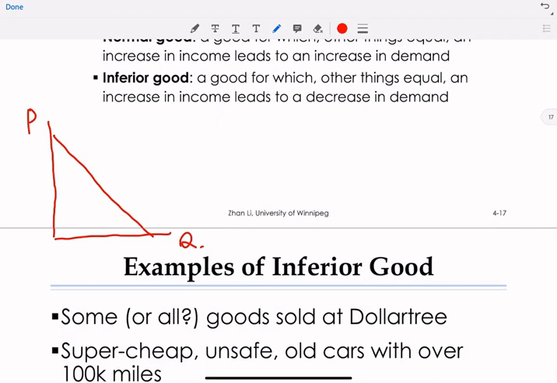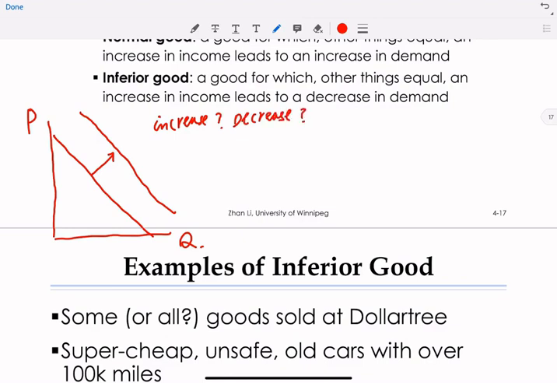Now, let's say I want to shift this demand curve to the right. So, in this case, I want to ask you, if you're shifting the demand curve, are you increasing your demand or decreasing your demand, right? So the question is, are you increasing or decreasing your demand, right?